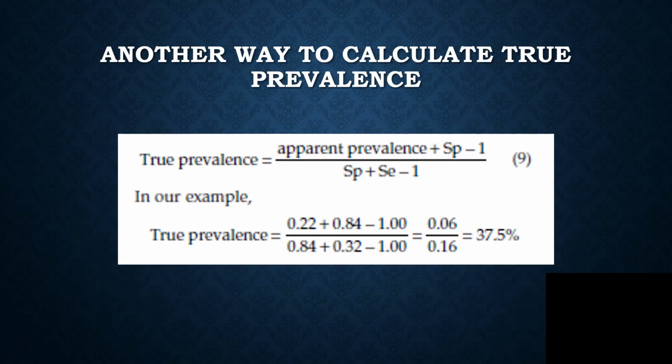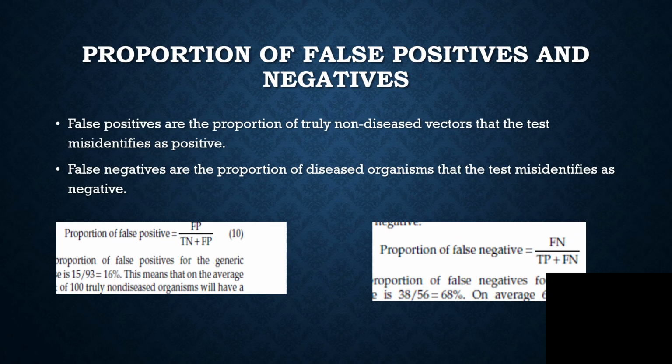Now, going back to true prevalence, another way to calculate it is by involving the variables specificity and sensitivity, along with the apparent prevalence. So earlier, we calculated the apparent prevalence and the specificity and the sensitivity in the previous slide. So all you have to do is convert those percentages to decimals, and you would go ahead and plug it in, and you would get 37.5%.